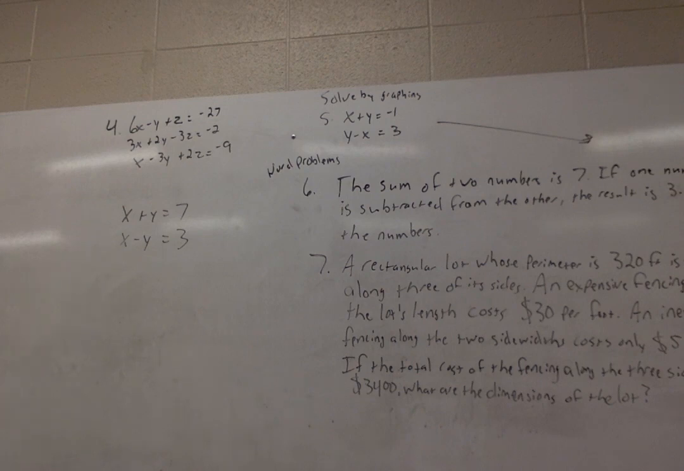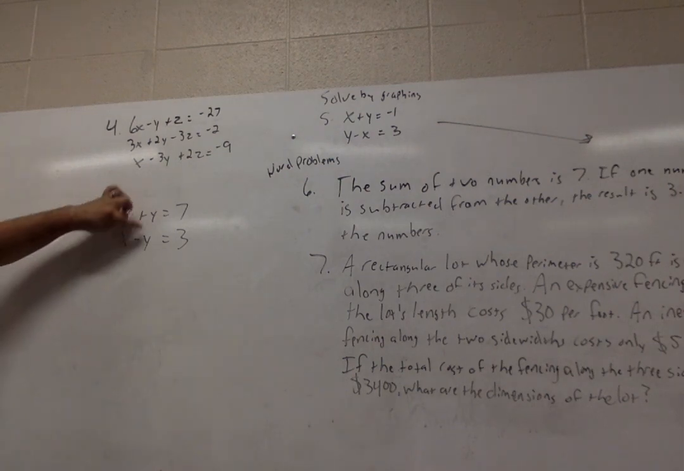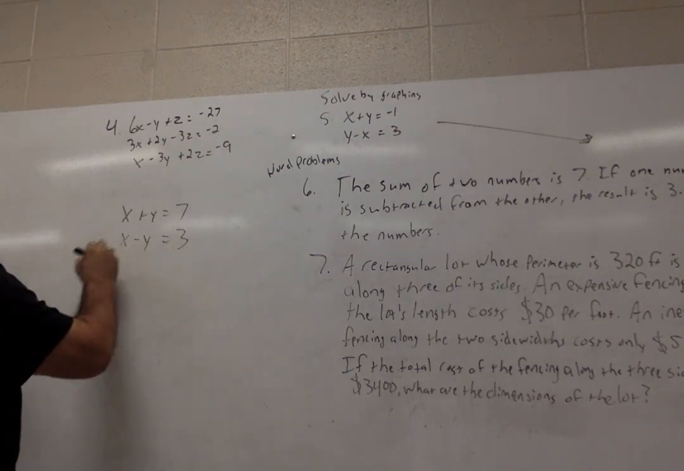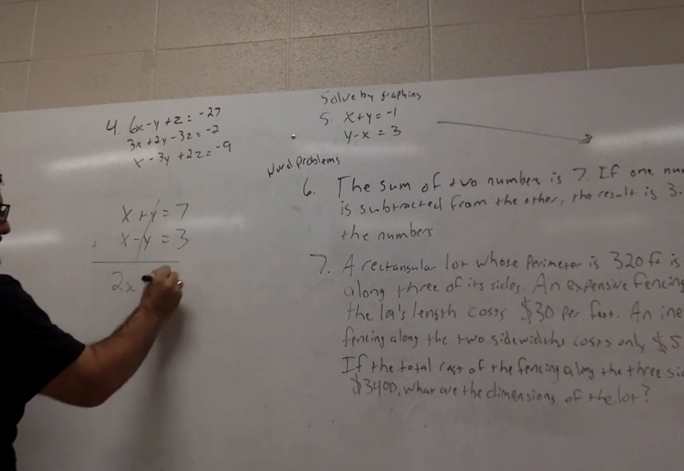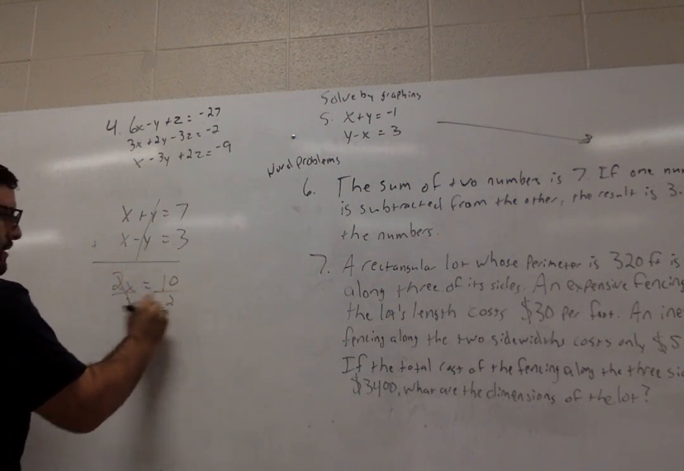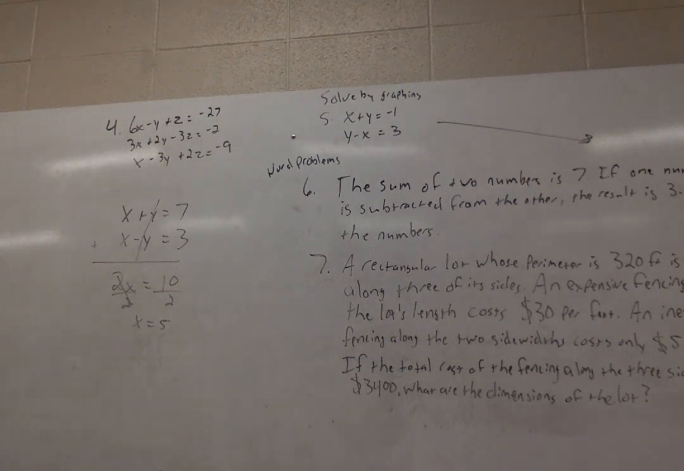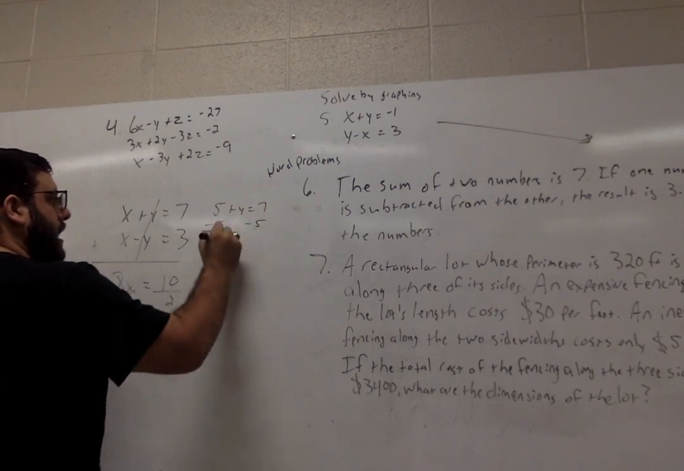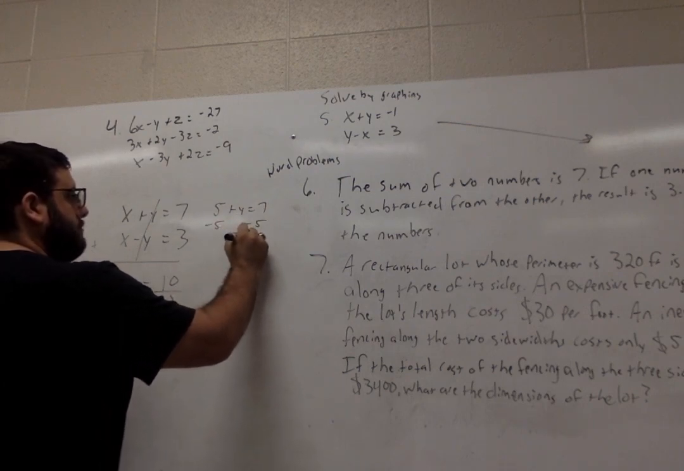Well, again, you can either use substitution or use elimination. I'm going to use elimination for the simple reason that I have a positive y and a negative y. So I'm just going to go ahead and take out those y's here. 2x equals 7 plus 3 is 10. Divide by 2. x is 5. Okay? So choose any equation that you want to substitute that 5 in. I'm going to use the first one. 5 plus y equals 7. Subtract 5 on both sides. y equals 2.